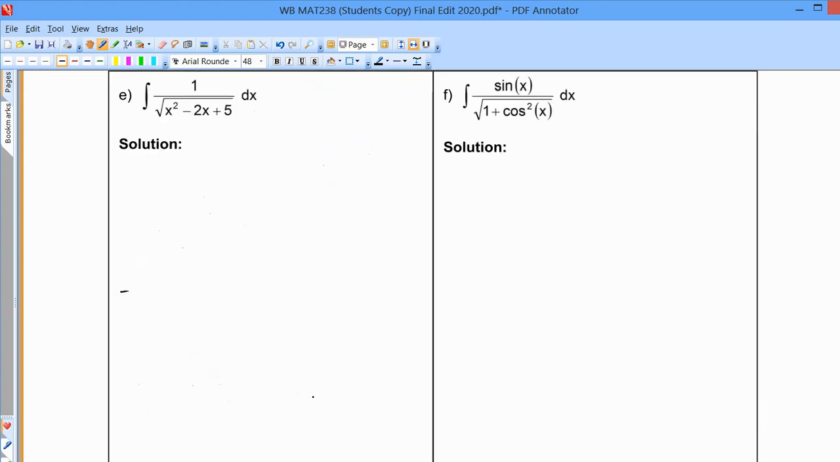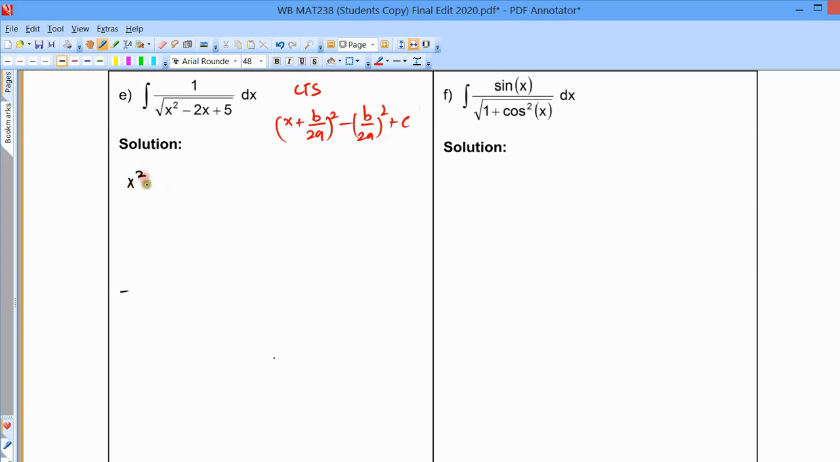So this one you have the integrate of 1 over square root of x squared minus 2x plus 5. Okay, so now you have a quadratic inside the square root. So when you have a quadratic inside the square root, what you need to do is use completing the square. So the formula for completing the square is x plus b over 2a squared minus b over 2a squared plus c.